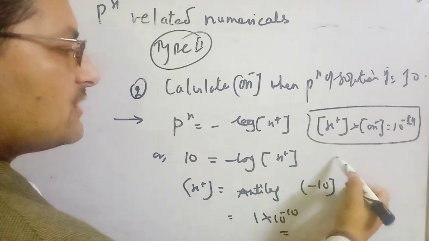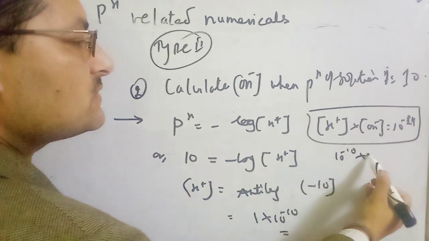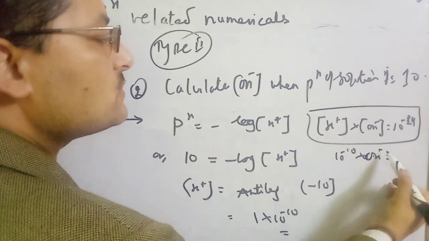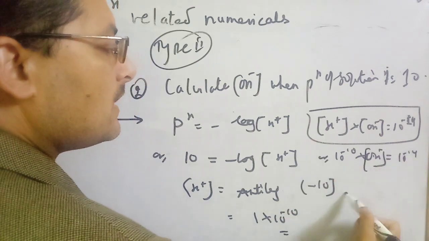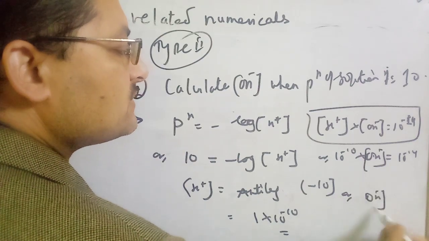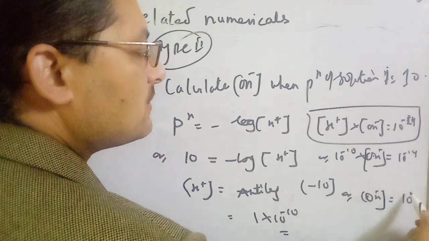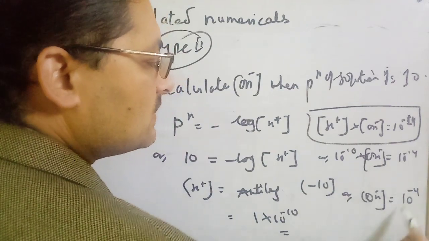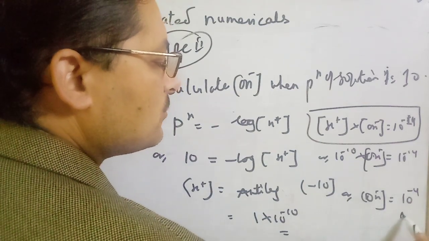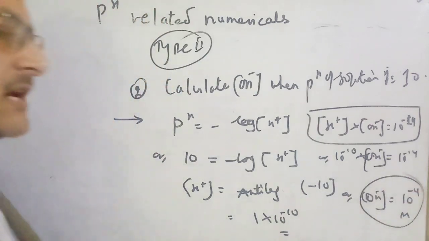So you have H plus, how much? 10 to the power minus 10 into hydroxide ion equals 10 to the power minus 14. So what is the hydroxide ion concentration here? This is 10 to the power minus 4. Therefore, this is 10 to the power minus 4 molar. This is the answer for the hydroxide ion concentration.